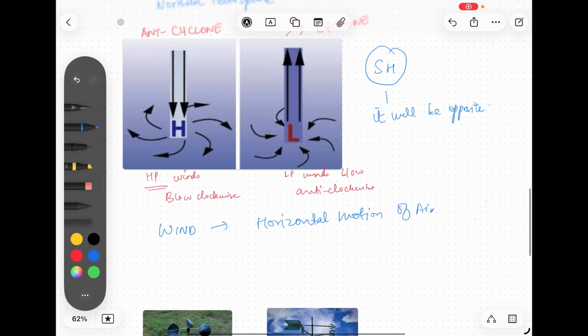Okay, now how do they blow? From which direction to which? So they blow from high pressure area to low pressure area. That is how the winds blow. Now, wind direction is always given in the direction from which it is blowing.